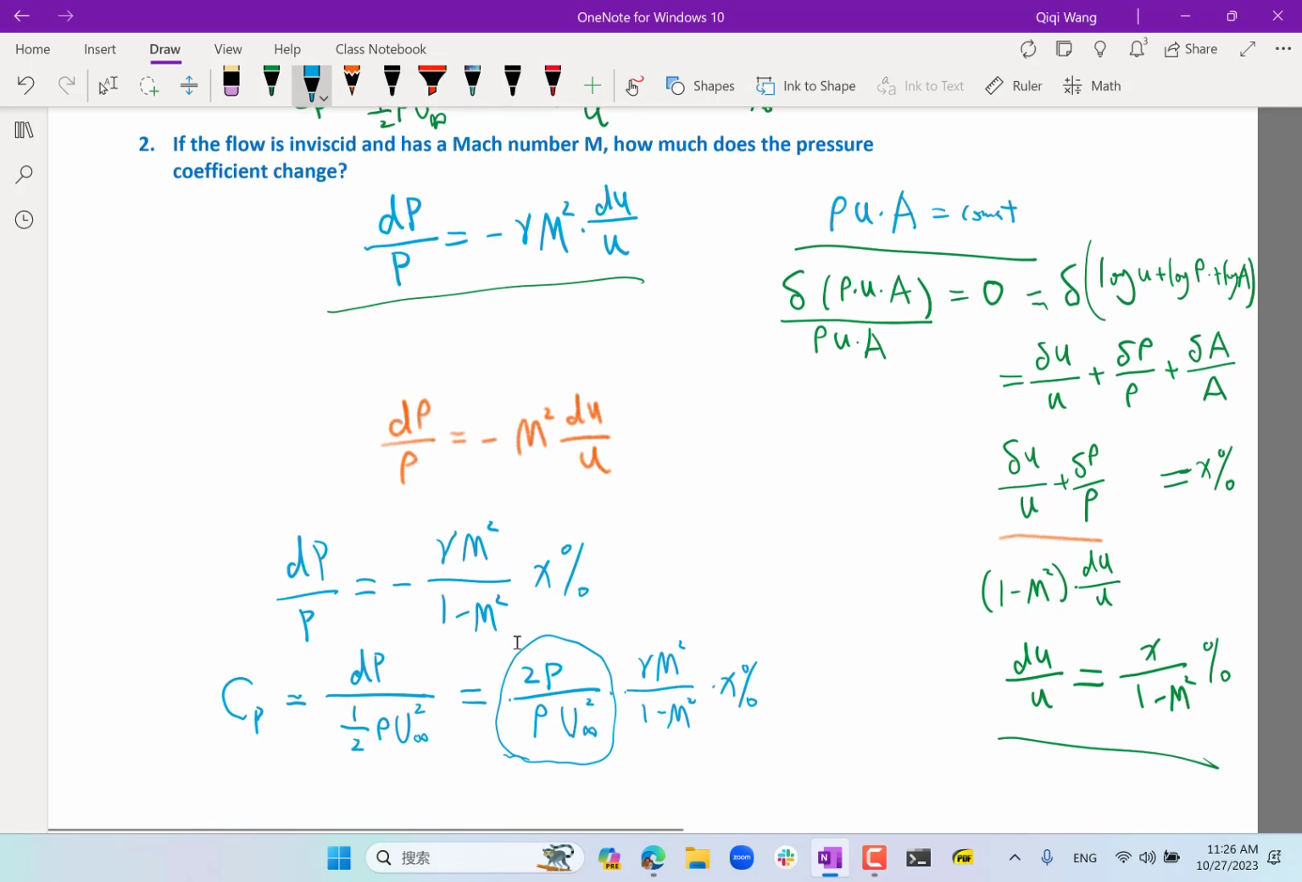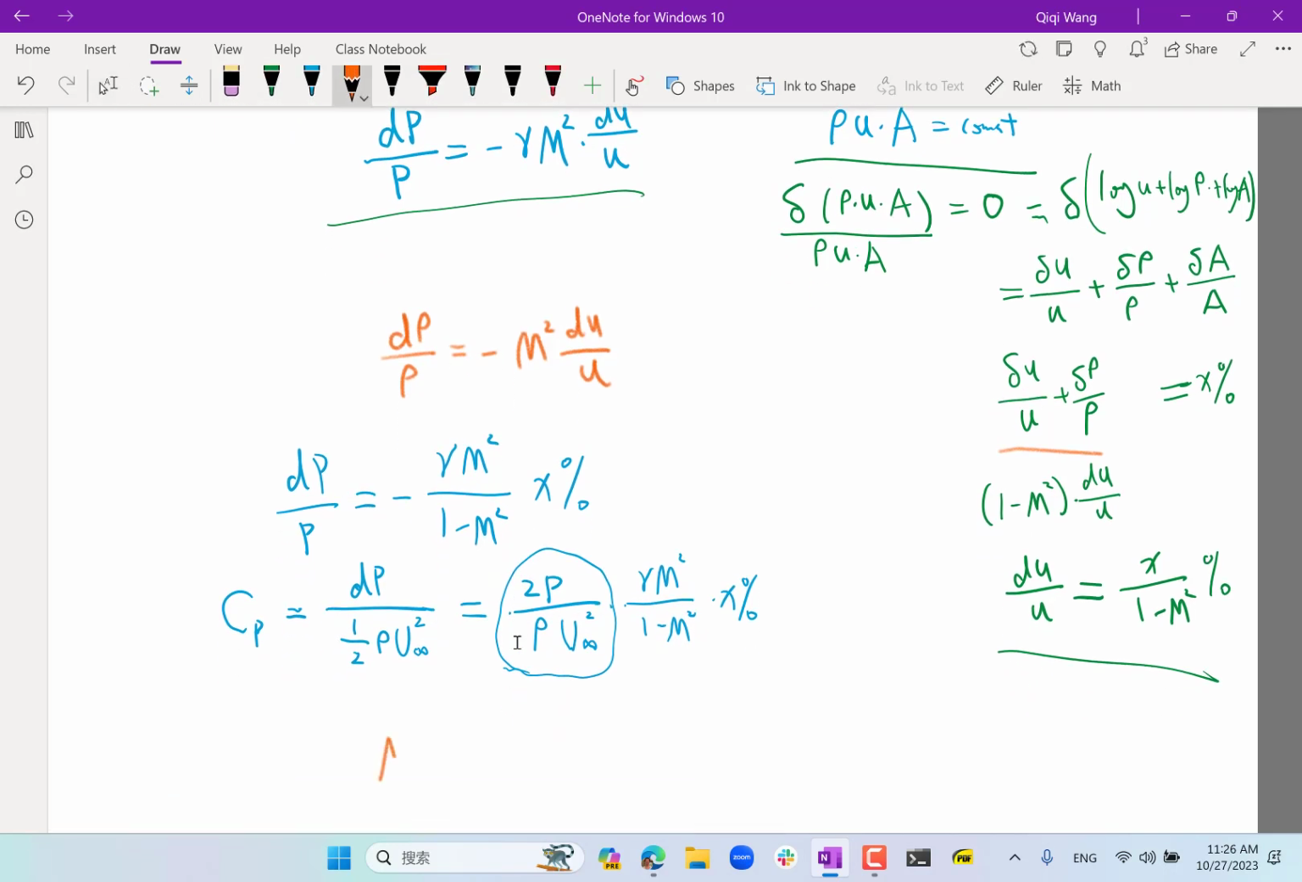We previously defined the Mach number squared as the velocity squared divided by gamma p over rho. So this blue circle, 2p over rho u infinity squared, is proportional to the reciprocal of the squared Mach number. It's actually 2 over gamma times 1 over Mach squared.